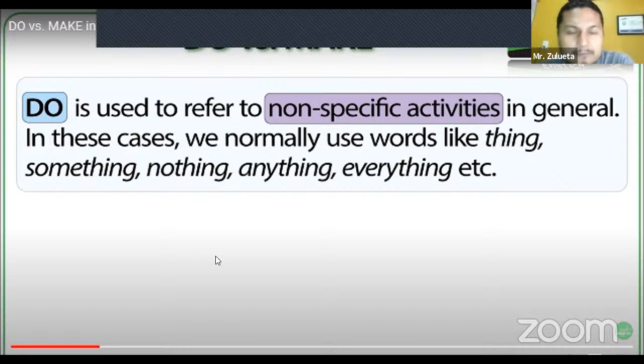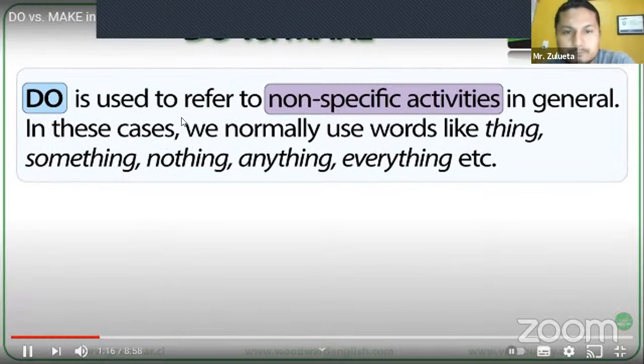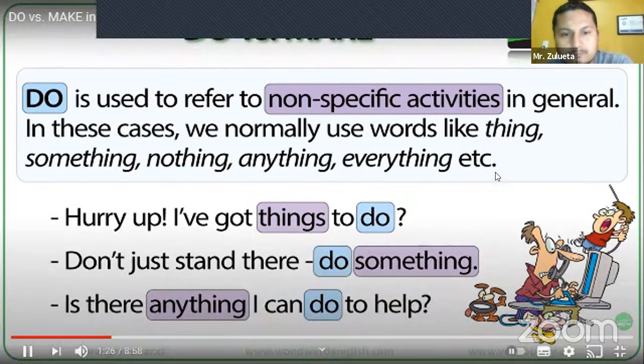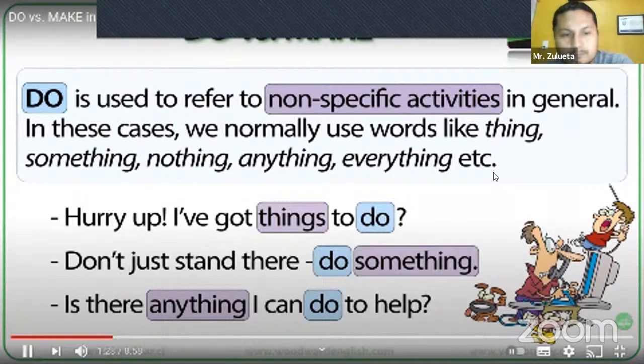So let's see if we have an example. For example, hurry up, I've got things to do. Here, I don't specify the activity I have to do later. Don't just stand there, do something. Since we have the generic word something, we use do before it. Do something. Again, I'm not specifying the activity I want you to do. Is there anything I can do to help you?